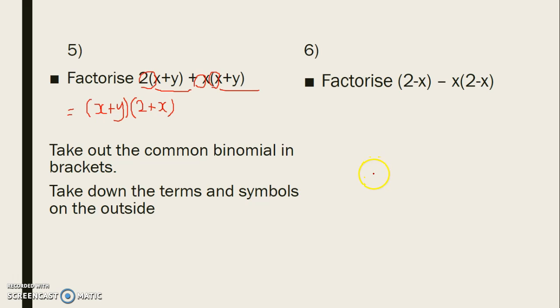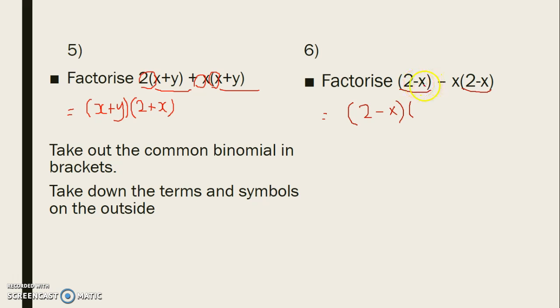Moving on to example 6. Let's factorize bracket 2 minus x bracket 2 minus x again. Let's take out the common binomials in the brackets. The common binomial in the brackets here is the 2 take away the x. So we're going to open up the brackets and bring it down. Then we're going to open up another pair of brackets, and we're going to take the terms outside and bring them down here.